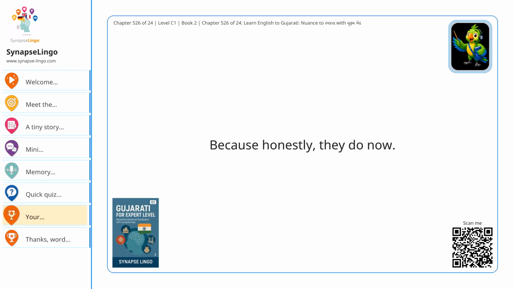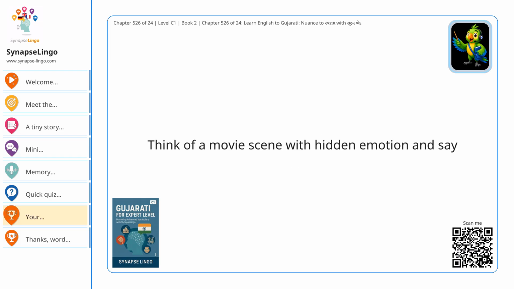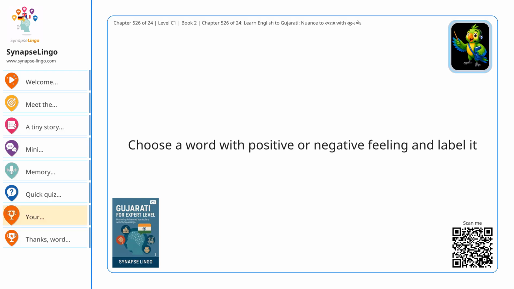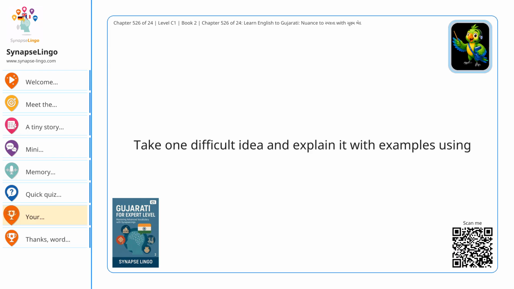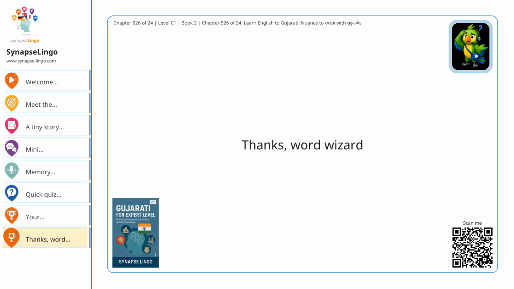Your challenge today. Now it is your turn to use the words like they belong to you. Because honestly, they do now. Say one English sentence with nuance, then repeat the Gujarati word सूक्ष्म भेद. Think of a movie scene with hidden emotion and say अंतर्निहित भाव. Choose a word with positive or negative feeling and label it गौणार्थी अर्थ. Read a quote and give your own अर्थघटन. Take one difficult idea and explain it with examples using संदर्भीकरण. Draw a line on paper and call it अलगीकरण. Very academic, very powerful. Ask someone a question and politely request स्पष्टता, if needed.